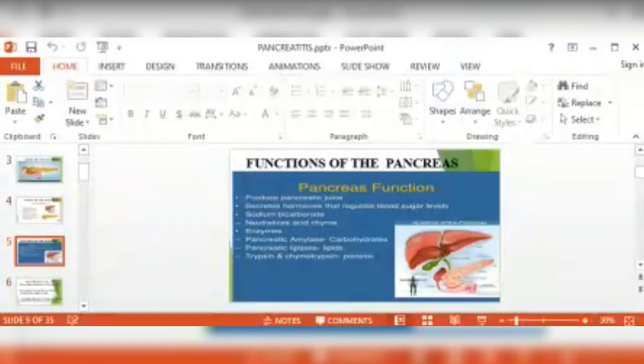So let's look at some functions of the pancreas. It produces pancreatic juice. It also secretes hormones that regulate blood sugar levels, that is the glucagon and the insulin. Then it also produces sodium bicarbonate to control the acid-base balance, or the pH, of the blood. It also neutralizes acid chyme. The chyme is the product that is channeled from the stomach through the pyloric sphincter to the small intestine.